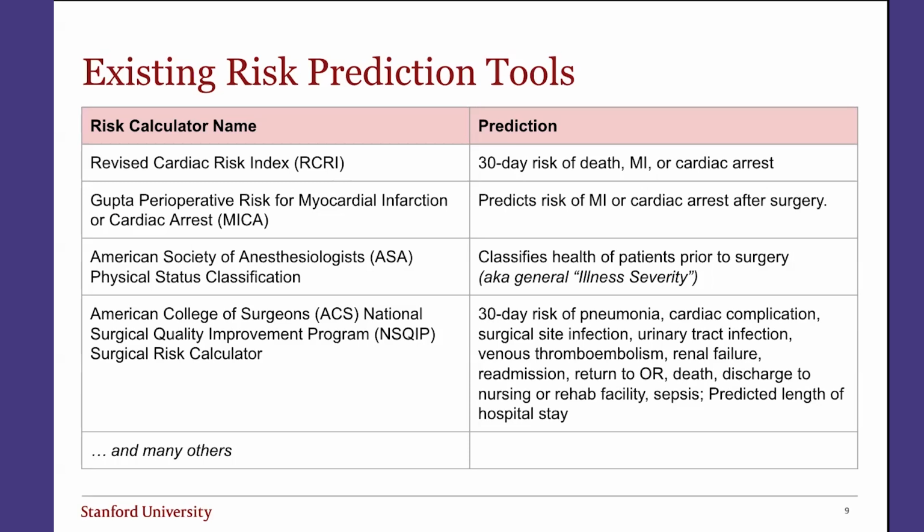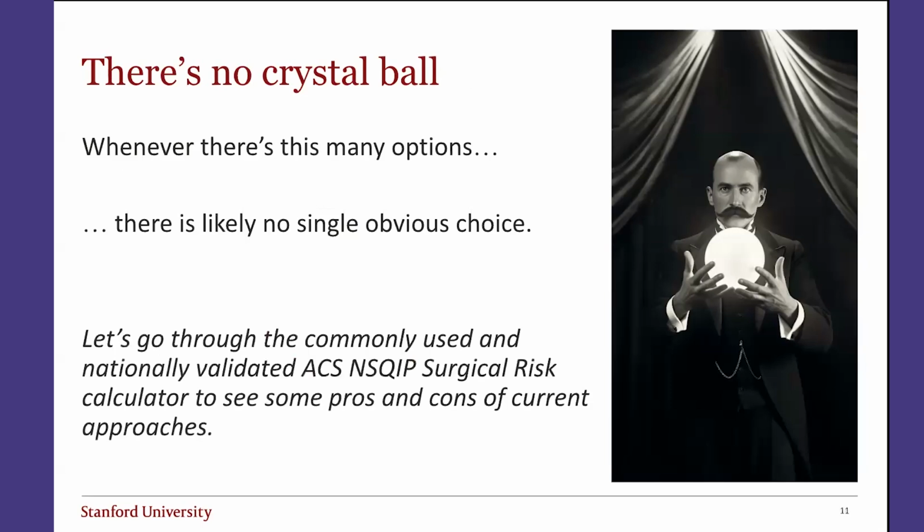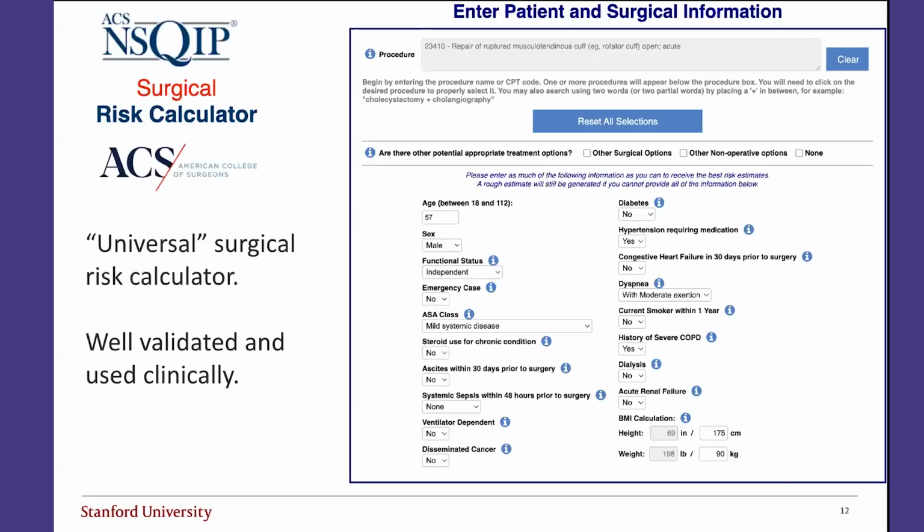But it's important to also recognize that there are many other risk calculators out there. And when there's this many options to do the same thing, it's likely because there's no single obvious choice. There's no crystal ball here for predicting the future. In order to understand some of the pros and cons of the current clinical approaches, let's go through that commonly used and nationally validated NSQIP surgical risk tool. So this is kind of what it looks like.